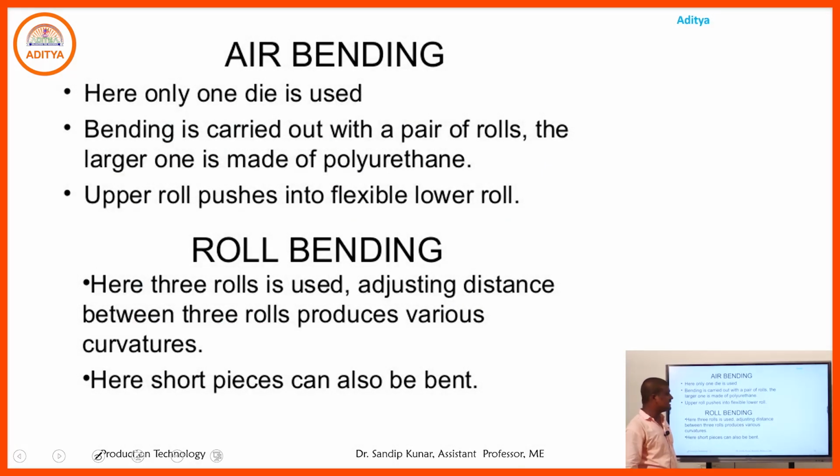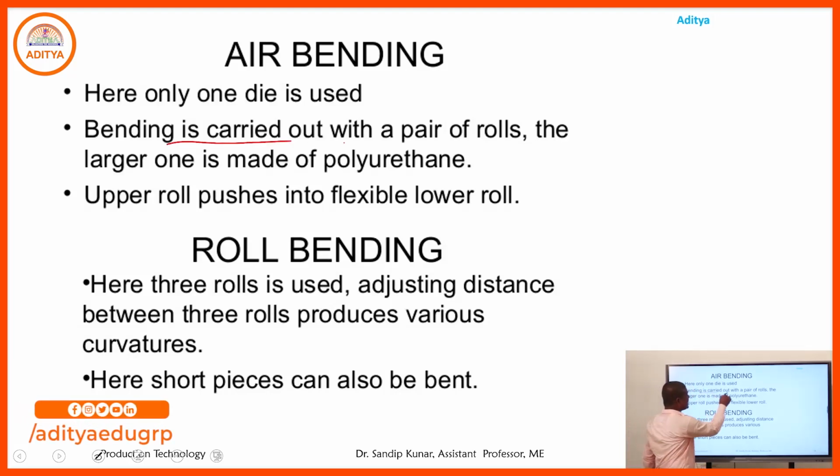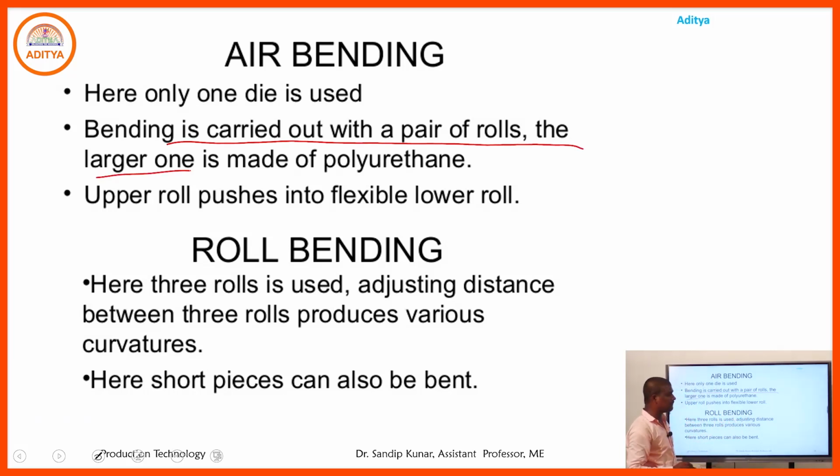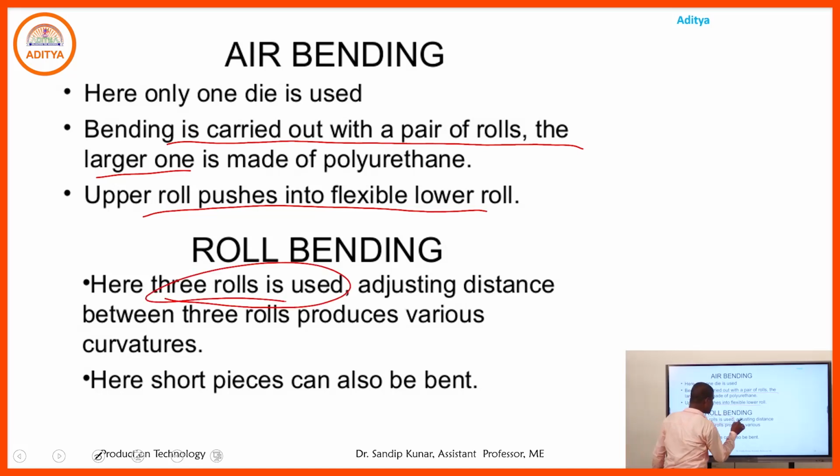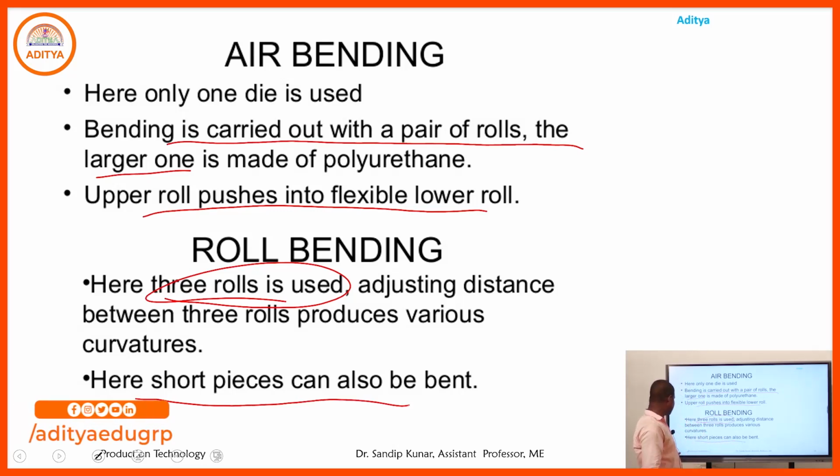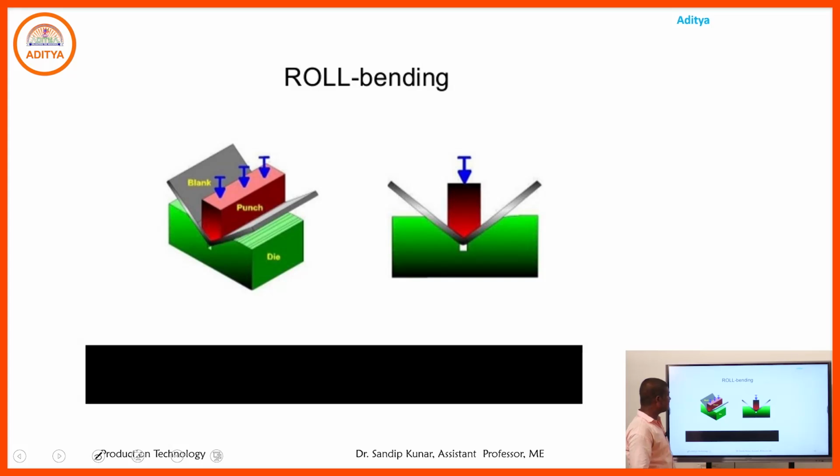Air bending. In air bending operations only a die is used, and bending is carried out with a pair of rolls. The larger one is made of polyurethane. The upper roll pushes into the flexible lower roll. In roll bending, three rolls are used, and by adjusting the distance between the three rolls we produce various curvatures, as per our requirement. Short pieces can also be bent using air bending operations. That is the roll bending operation.